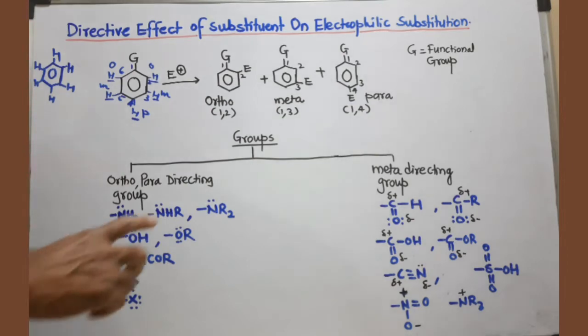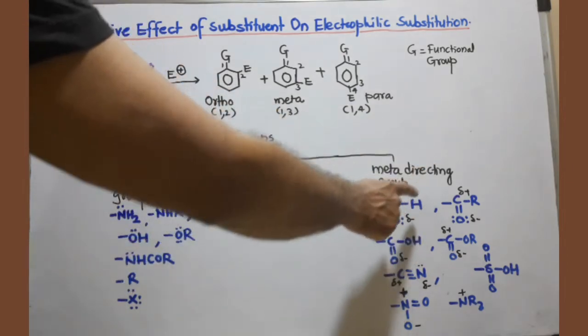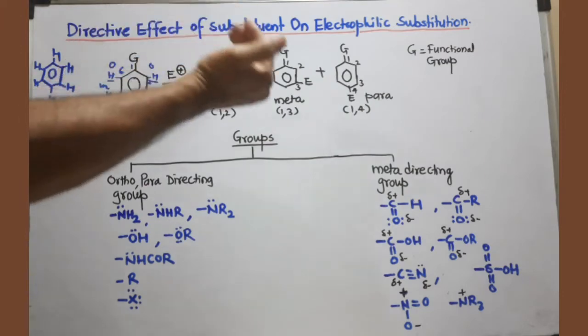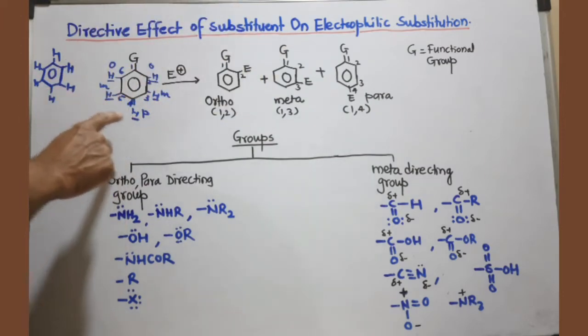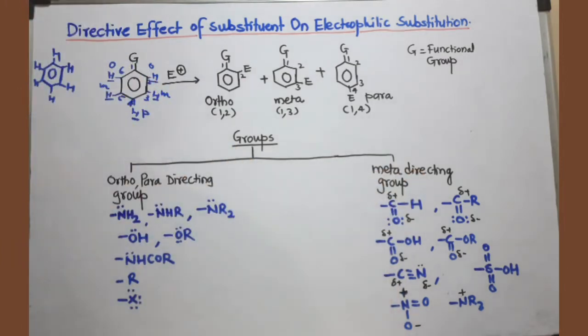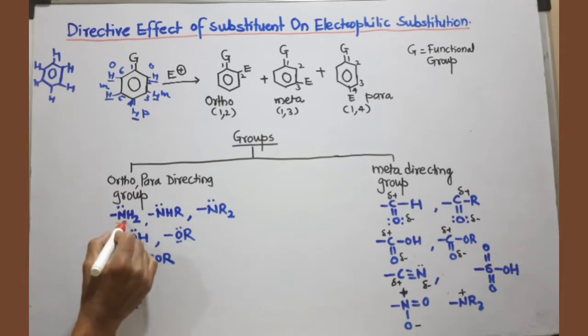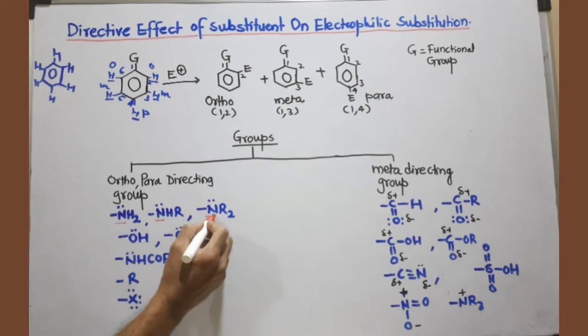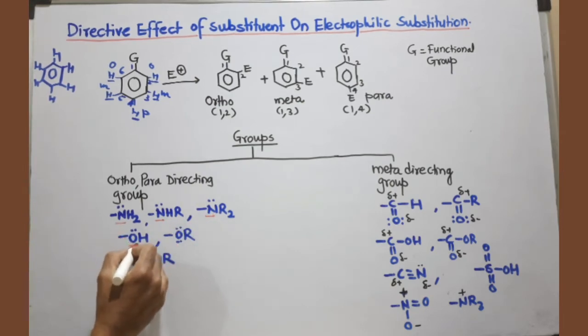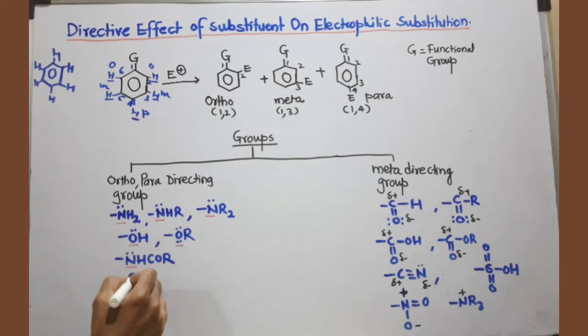The other groups, which direct the incoming electrophile to go to the meta position, are called meta directing groups or meta directors. Now see, you observe all these examples of ortho-para directing groups and meta directing groups. There is a trick. What is that trick? You just find the atom which is directly attached to the benzene ring. I underline that atom, which is directly attached to the benzene ring. This bond means attached to the benzene ring. If I underline this atom, except these, what is common?